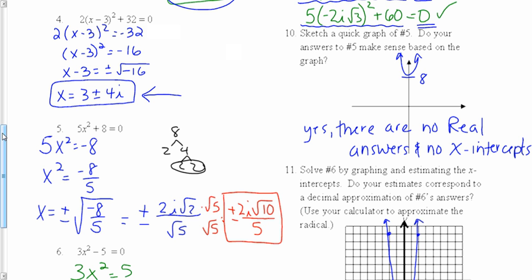So for both 4 and 5, if I were to sketch graphs of those problems, I would realize that my graphs have no x-intercepts. If my graph has no x-intercept, that's a good sign. I should have imaginary answers. So I could do a quick check that way. Pause the video if you need to look at the answers to 4 and 5.